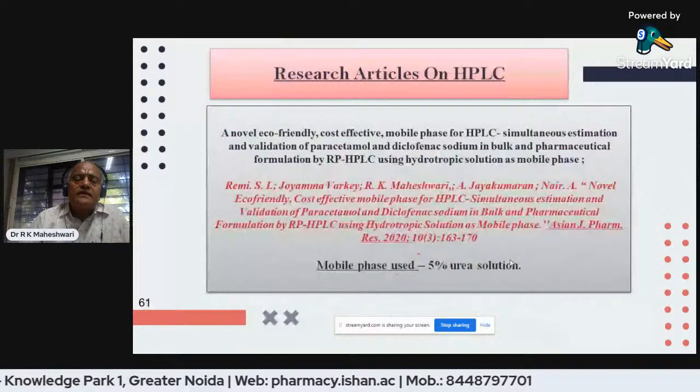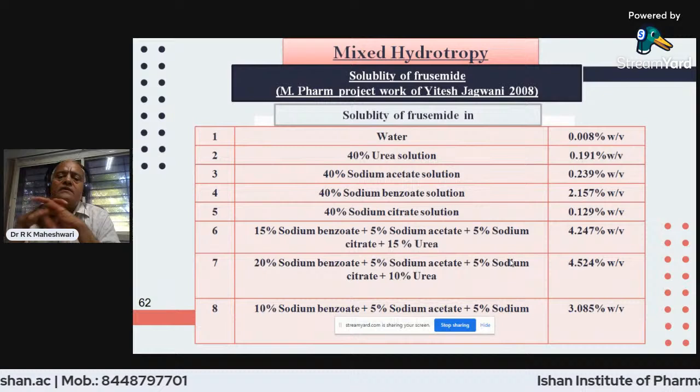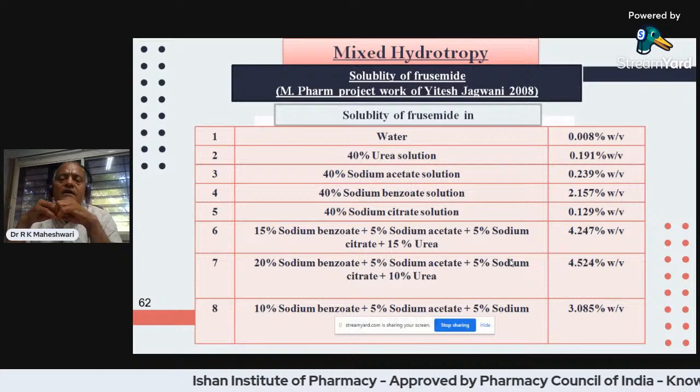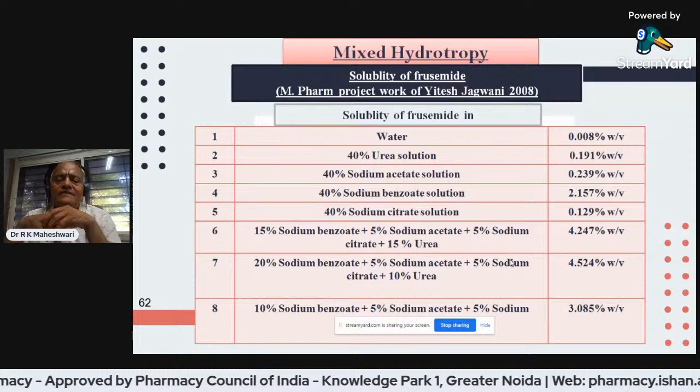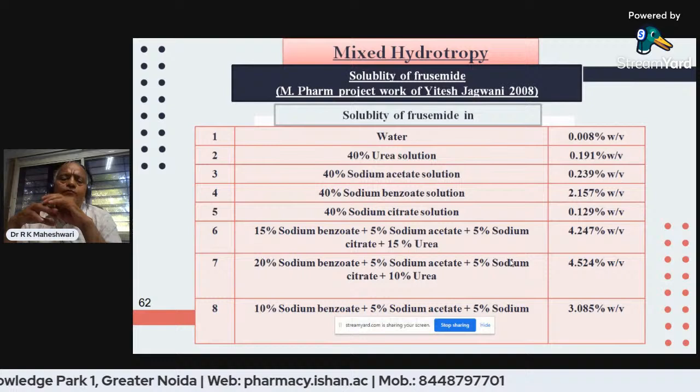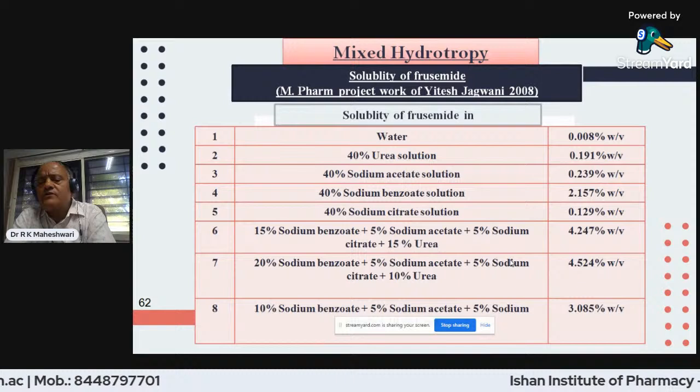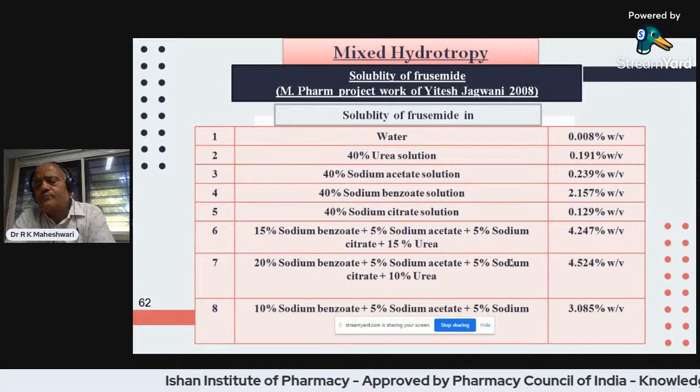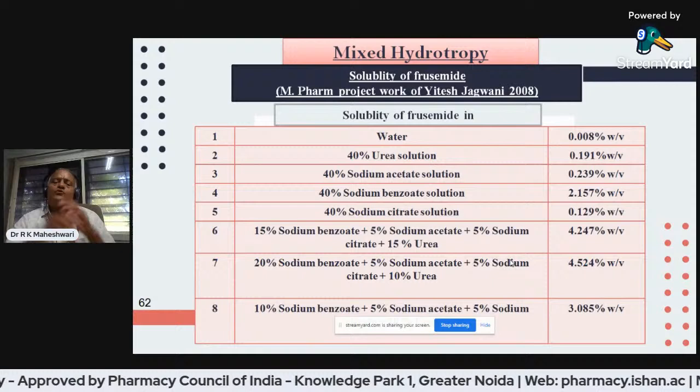I started this in the year 2008, and this was the first project conducted in our laboratory by Itesh Jagwani in 2008. Now I am giving some brief results of his findings. He reported the solubility of furosemide in water as 0.008%. In 40% urea solution, the solubility was 0.191%. In 40% sodium acetate solution 0.239%, 40% sodium benzoate solution 2.157%, 40% sodium citrate 0.129%. These are the solubilities reported using single hydrotropy. 40% was kept constant for all the hydrotropic agents.